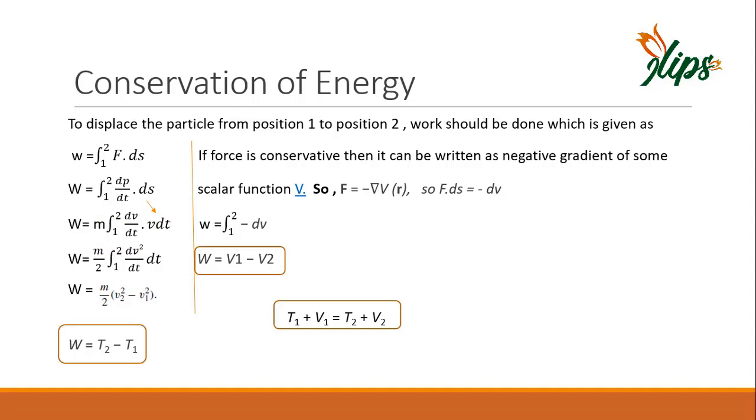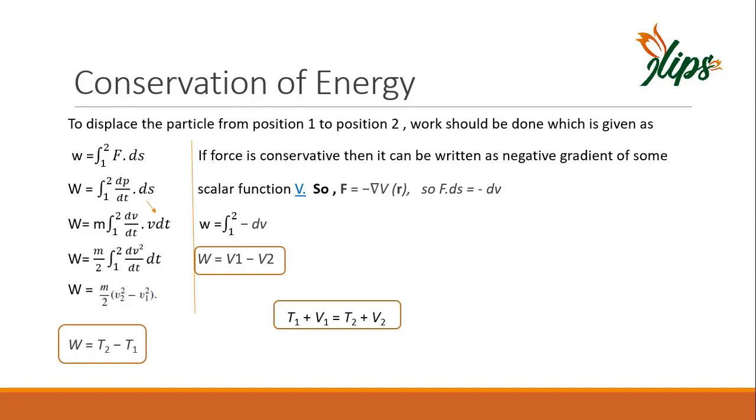Sorry, there is some mistake. It is not dv squared, it is v into dv. So by simple integration I can get this relation. So I got W is equal to half m v2 squared minus half m v1 squared, and these quantities can be put as T2 minus T1.